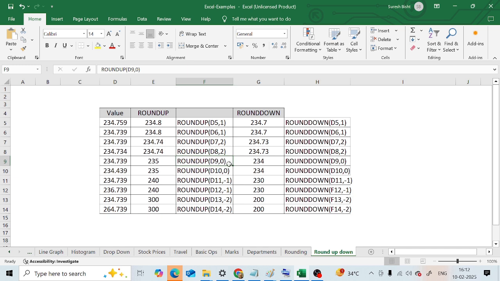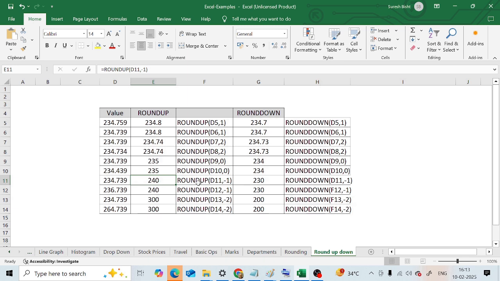Next one, I'm rounding with digit 0, so I'm trying to get a whole number. So 234.739 or 234.439, both of them will be rounded to 235 when you round up. On the other hand, round down will just ignore whatever is there after the decimal, so 234.739 or 234.439 will be rounded down to 234.